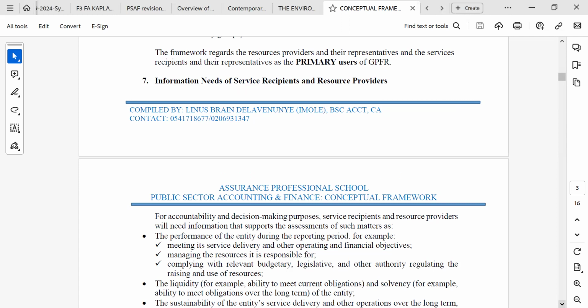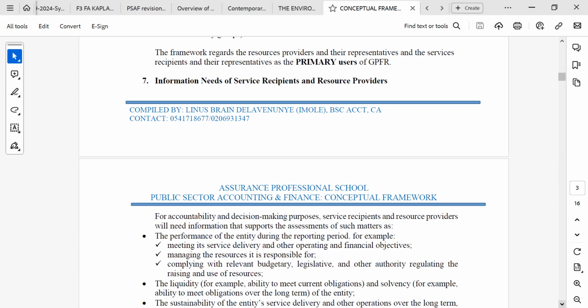The first one is that we want to measure the performance of the entity. If you take a financial statement of any company, what is the first thing that most of us will look at? We look at the profits. So these people, are they doing well? So we first of all want to know the performance of the entity during the reporting period.